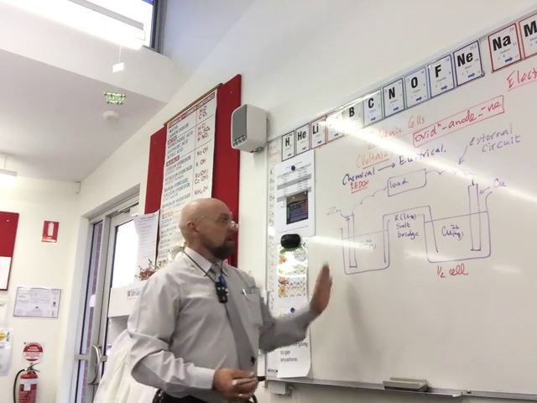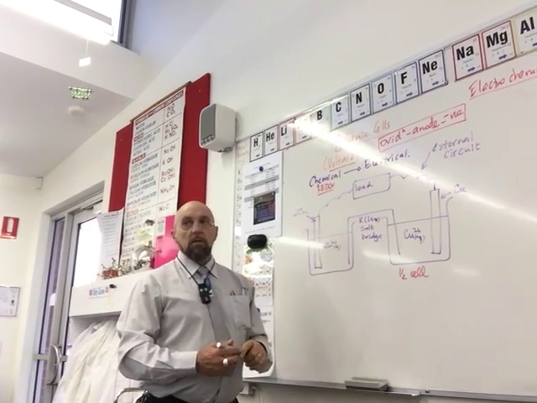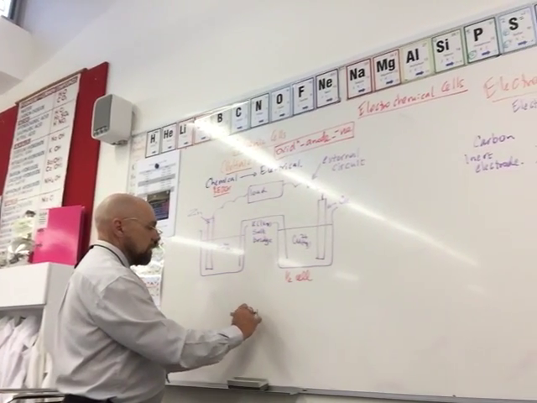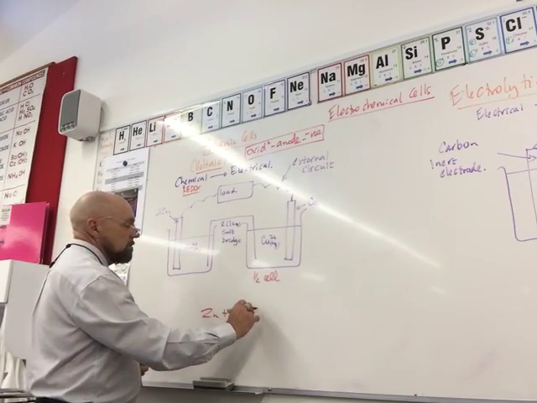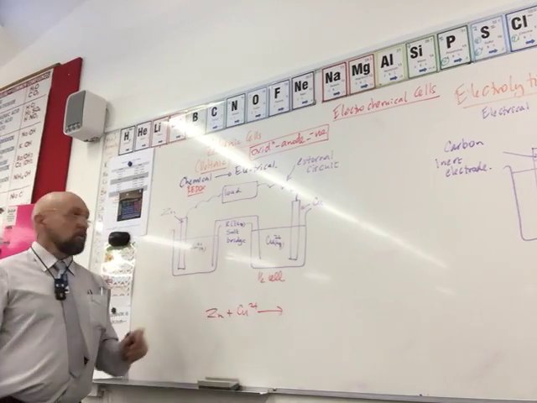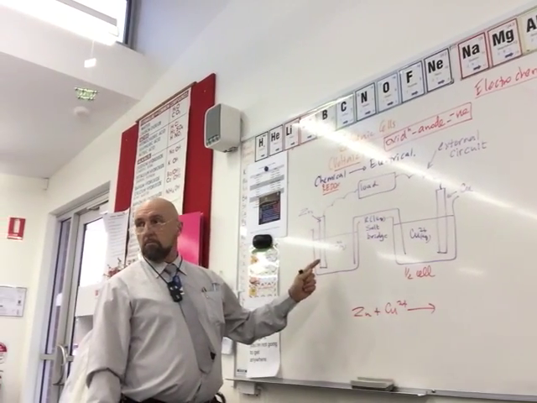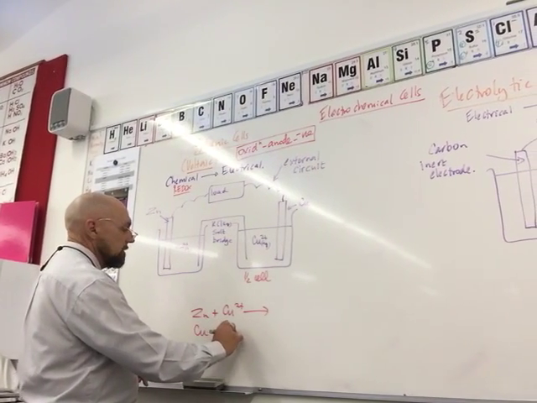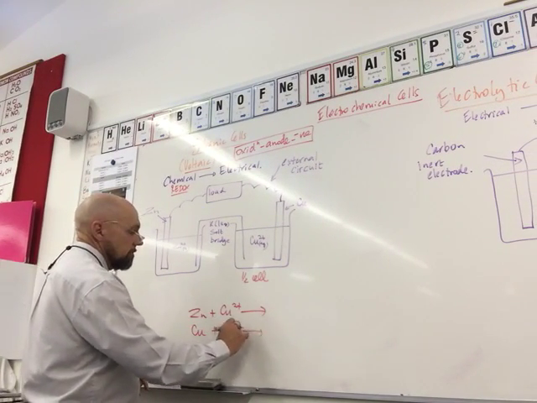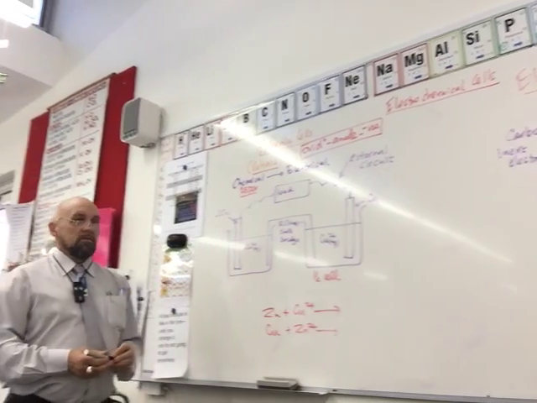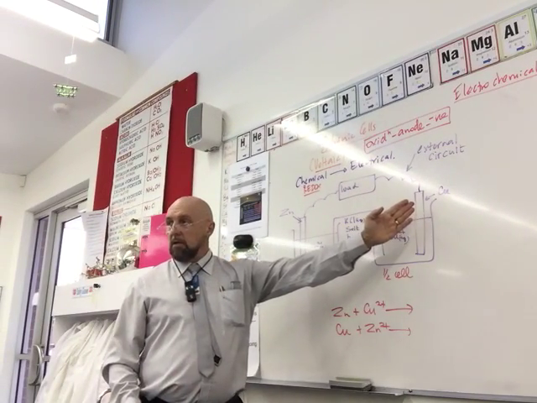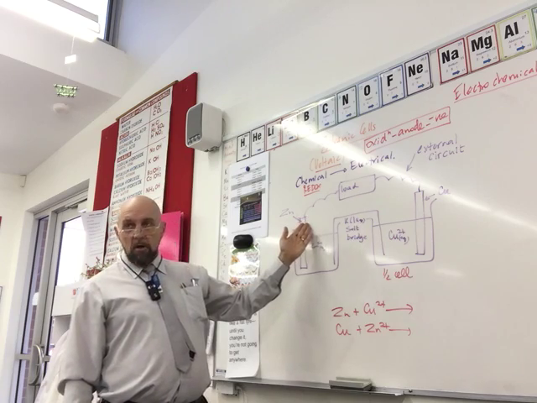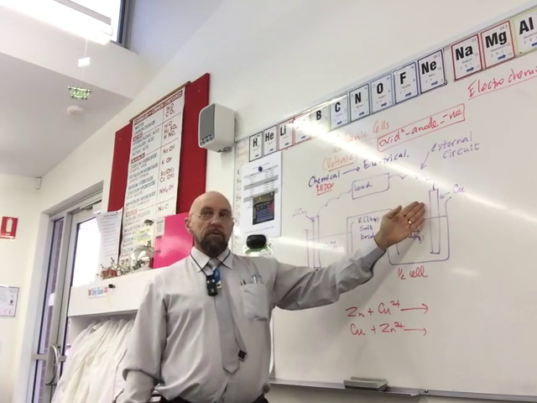Okay? The cell reaction for this can be one of two. We can end up with this: zinc plus Cu2+, because we've got a zinc electrode here. Or we could have copper plus Zn2+, because I've also got a copper electrode over here. So what I'm trying to ask you is, does zinc react in preference to copper, or does copper react in preference to zinc?